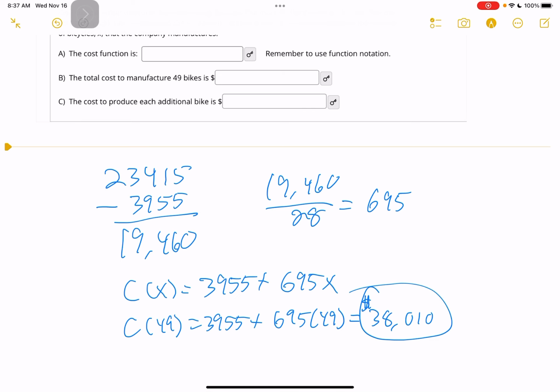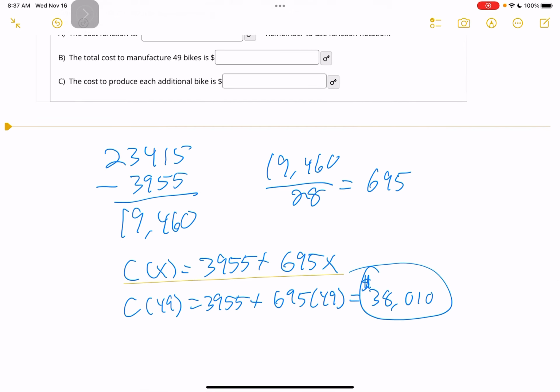And then for the cost to produce each bike, well, that was that thing we found earlier, the $695. This was B, this is A, no, I'm sorry. This is A, this is B, and C, that's $695 per bike. You think they would have asked that as A, by the way, but whatever. Okay, I hope that helps.